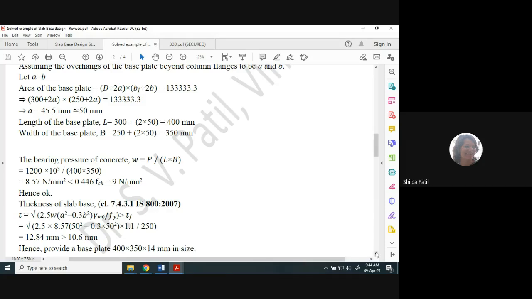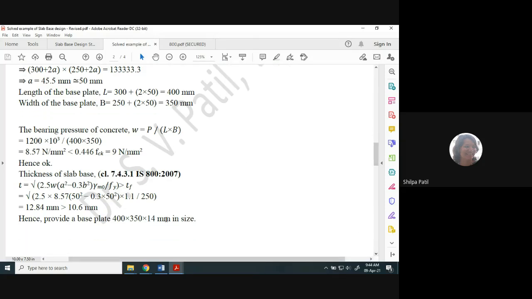Then, to find out the thickness of the slab base, we use the formula given in the code: 2.5 W, where W is the bearing pressure we have already calculated, into bracket A square minus 0.3 B square, into gamma m0 divided by fy. This entire term is under root. By putting all these values, we get the thickness of the slab base as 12.84 mm, and this value is greater than TF. So this is also satisfied.